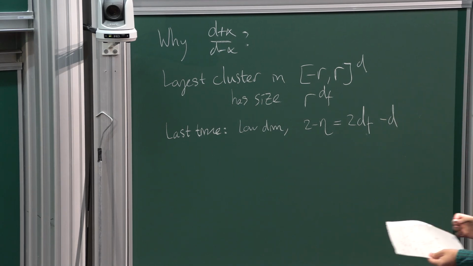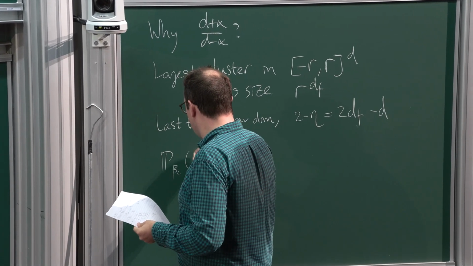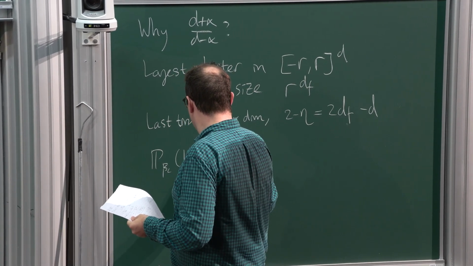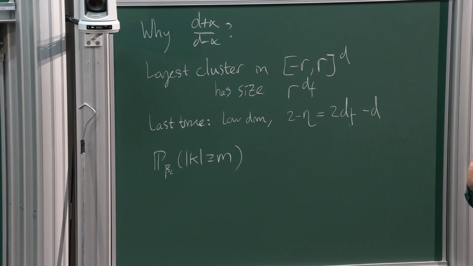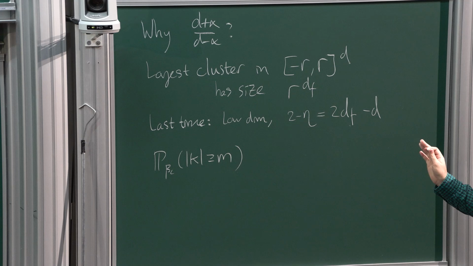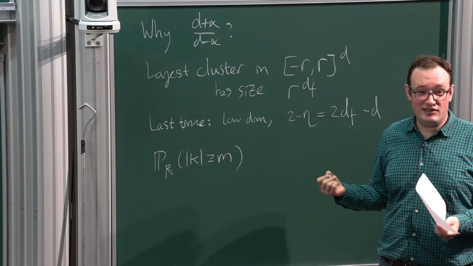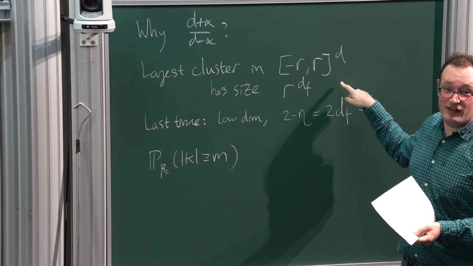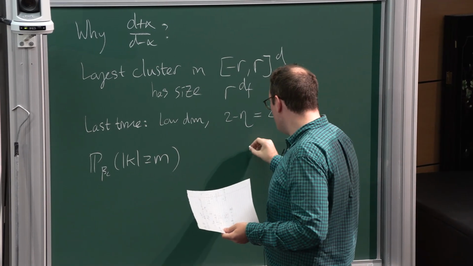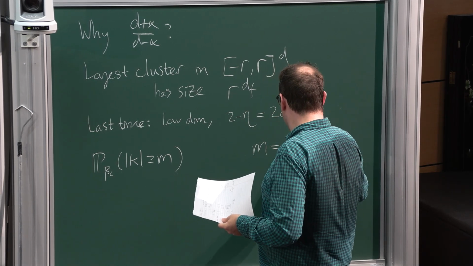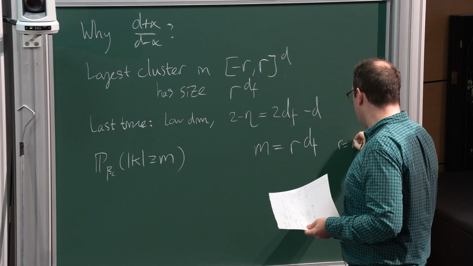Well, the idea is that let's suppose we want to look at the probability that our cluster is large. Now again, this is going to be just a heuristic argument, not a proof in any way. What we want to say is that the best way to be in a large cluster is just to be in the characteristic large cluster at some scale. Okay? So what we do is we set m equals r to the df. So, in other words, take r is m to the 1 over df.